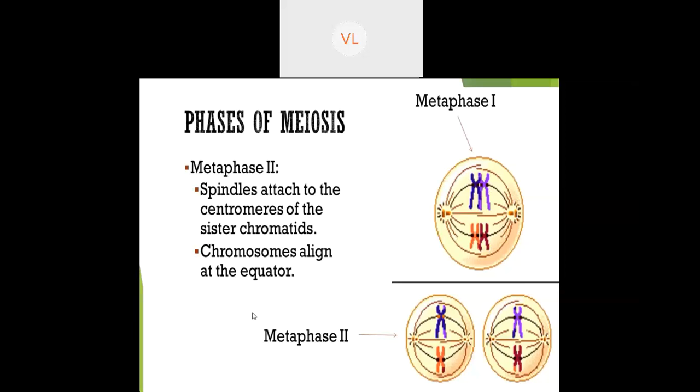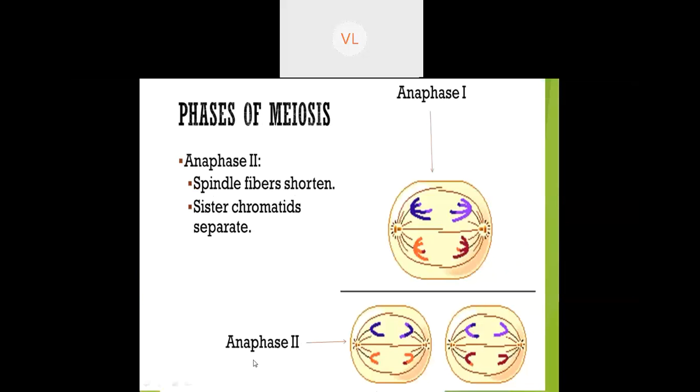That is anaphase. Yes, ma'am. Okay, in the anaphase, what happens? In this anaphase, the spindle fibers shorten. Means these spindle fibers will get shortened, they will become small in length. They will get shortened because they are going to separate. And sister chromatids separate. Sister chromatids means these chromosomes will get separate.